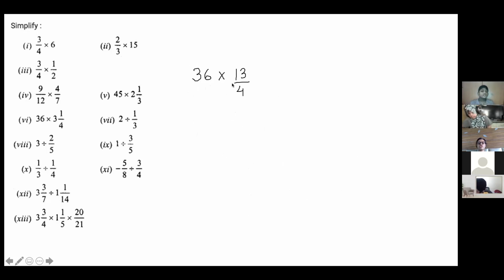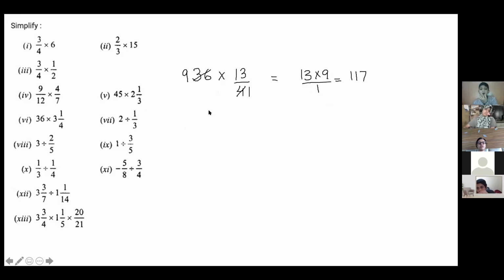Now I told you you can cancel top and bottom in case of multiplication. So 4 ki table mein 36 comes, so I will directly cancel it. 4 ones are 4 and 4 nines are 36. In the numerator, you have 13 into 9 and in the denominator, you have 1, which we don't write. So 13 nines are 117. Okay, is it clear how do we multiply? Ma'am, my answer is 117.